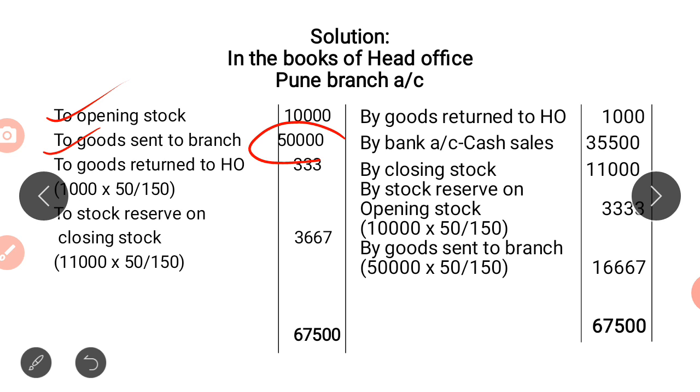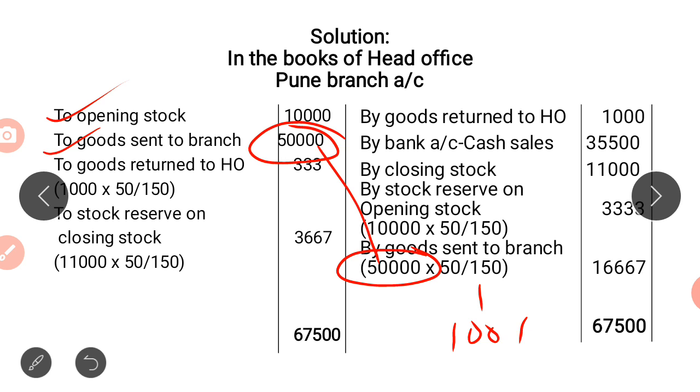Goods sent to branch is there. So on this 50,000 again we have to calculate the reserve. We write it as by goods sent to branch. What is the amount of goods sent to branch? 50,000. Same amount you have to take here. 50,000 into 50 by 150, cost plus 50%. How did you get this 150? 100 plus 50, 150. So on the debit side we finished both.